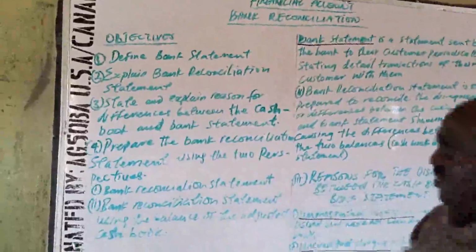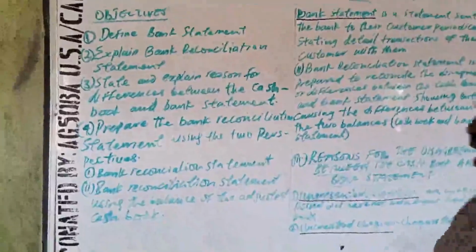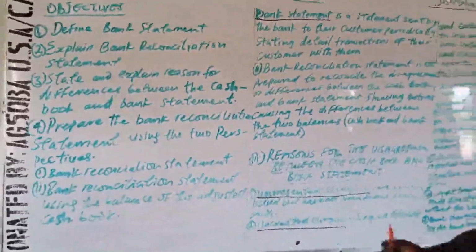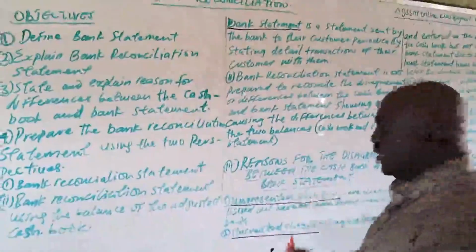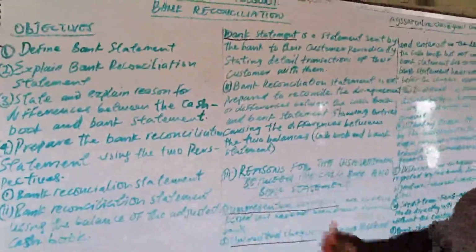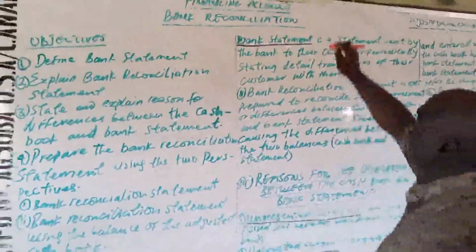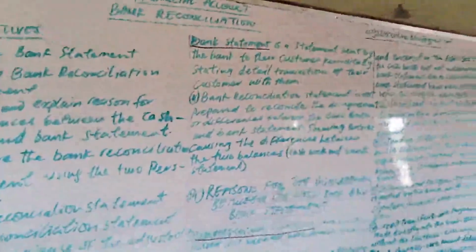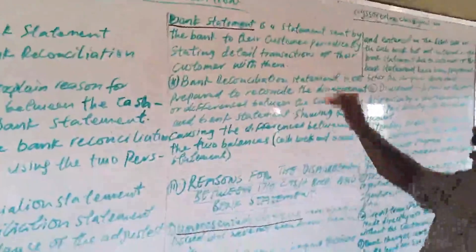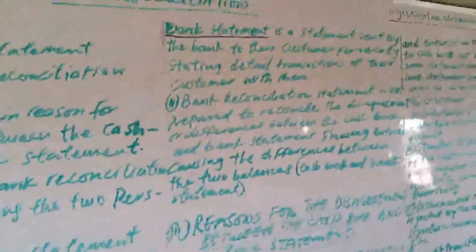Now, on the two perspectives, we have one, which is the bank reconciliation statement on its own. And the second one, we have the bank reconciliation statement using the balance of the adjusted cash book. In the course of the lesson, we will discuss the adjusted cash book and how we are to prepare it. Now, going by it, we have to look at the definition of bank statement. The bank statement is a statement sent by the bank to their customer periodically, stating the details of the transactions of their customer with them.